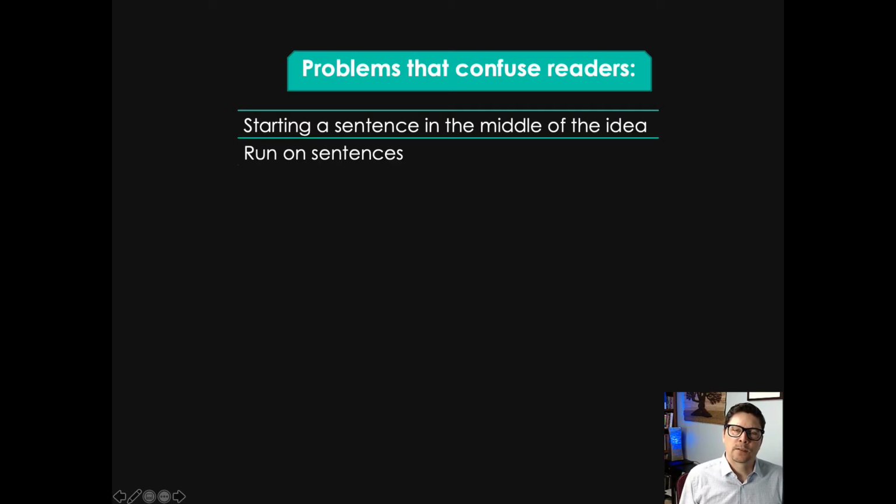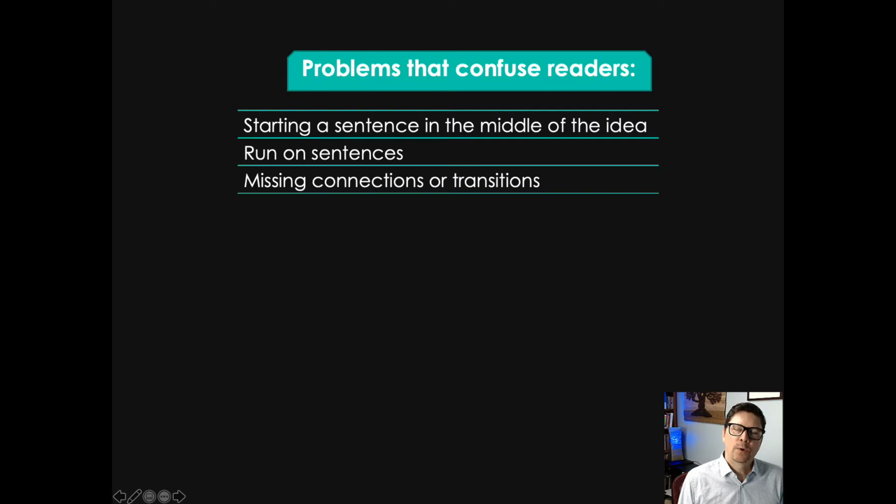Run-on sentences. These are sentences with too many ideas. They should be broken up into multiple sentences. When you are missing connections or transitions, it's hard for the reader to follow your logic, and they get lost easily. Incomplete comparisons are confusing most of the time because you don't know what the author is comparing that thing to.